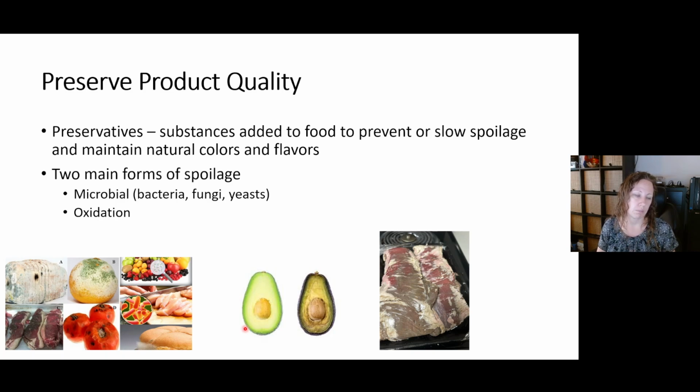The second main form of spoilage would be oxidation. And so we've talked about that quite a bit as far as, especially in fruit, when we talked about enzymes. And so oxidation causes this, right? In our avocados, that phenolase causes browning and other texture changes that are undesirable. In meat, oxidation causes the meat to turn brown.